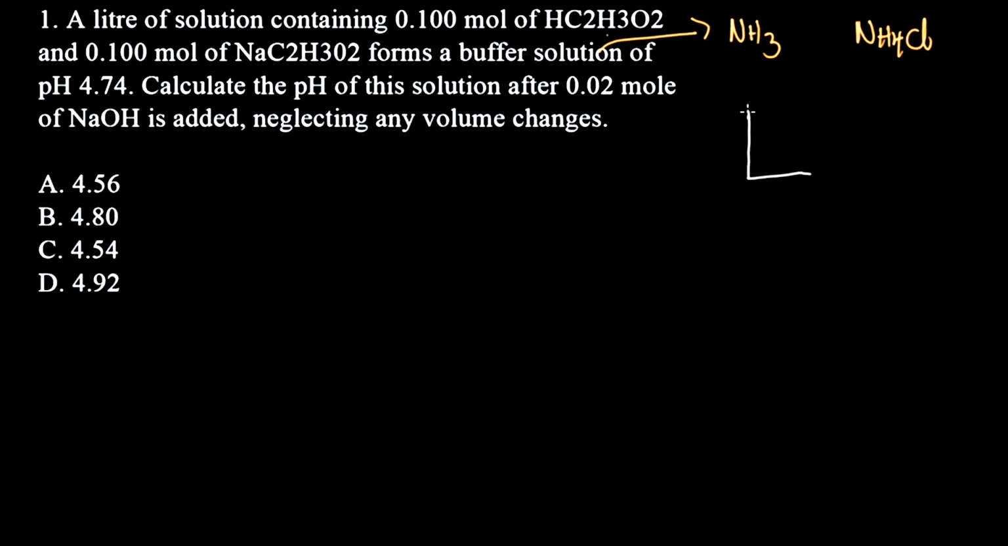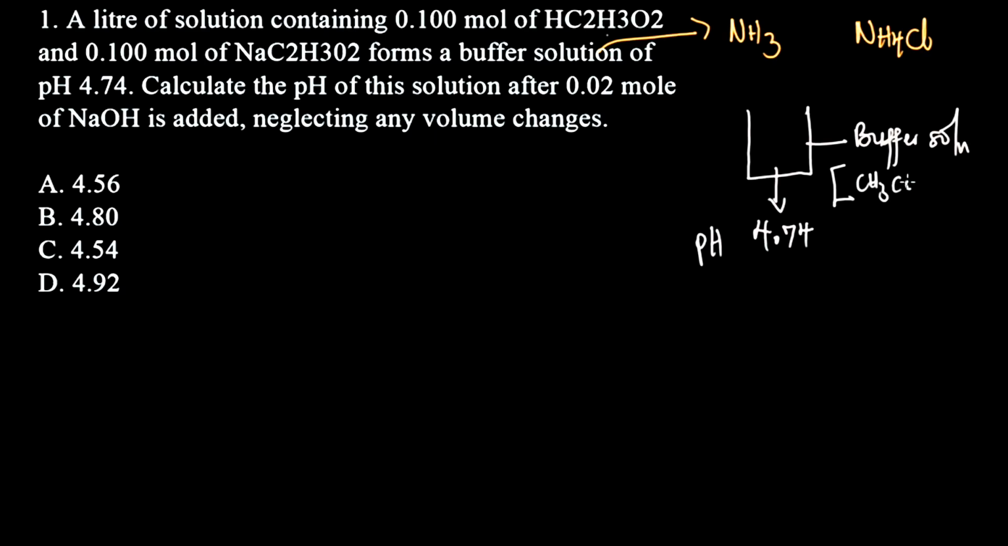So basically, this is the buffer. Let's call this the buffer solution, and the pH of the buffer solution is 4.74. That's the pH. This buffer solution is composed of CH3COOH and its salt, which is CH3COONa. So this can be written in this form. So we are told to calculate the pH of this solution after we introduced the 0.02 moles of sodium hydroxide.